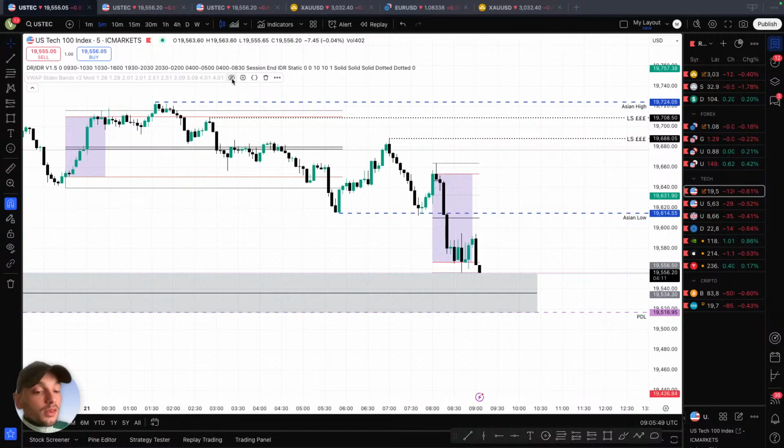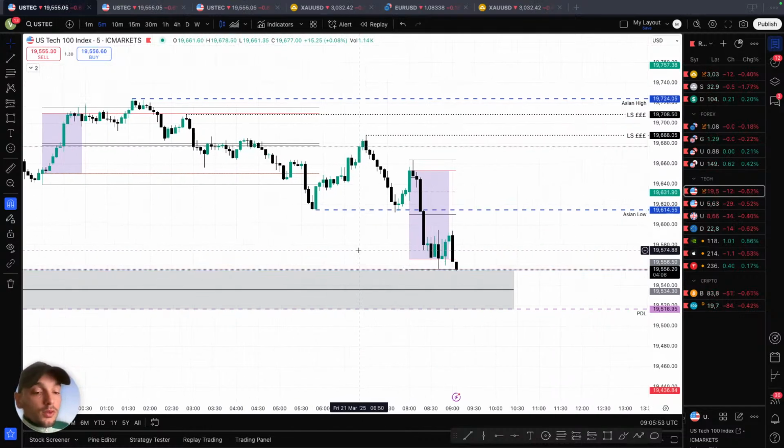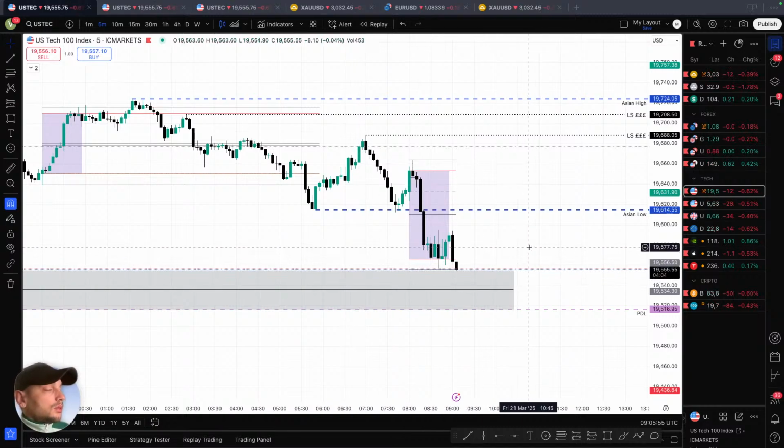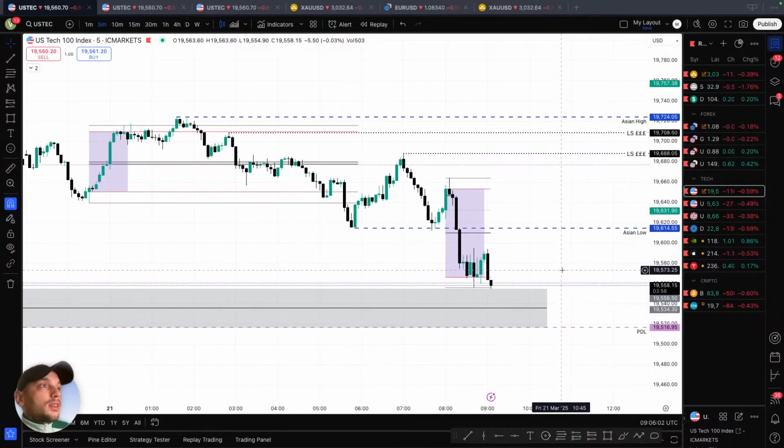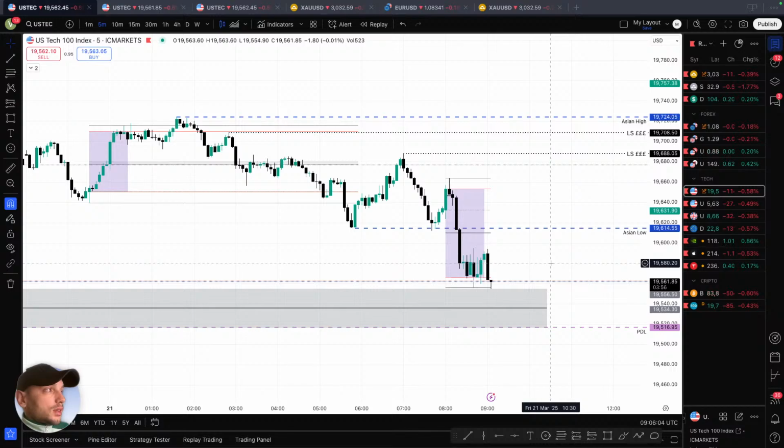I started with scalps as well. Yeah, I started with scalps. I went through all the emotion we were talking about, moving my stop loss, all of that. And eventually I started backtesting strategies. I started putting proper risk management.